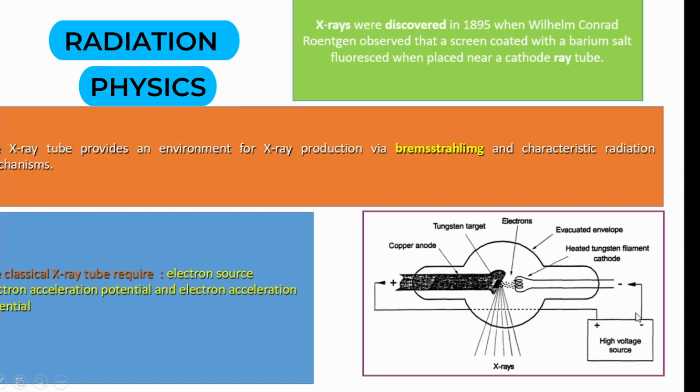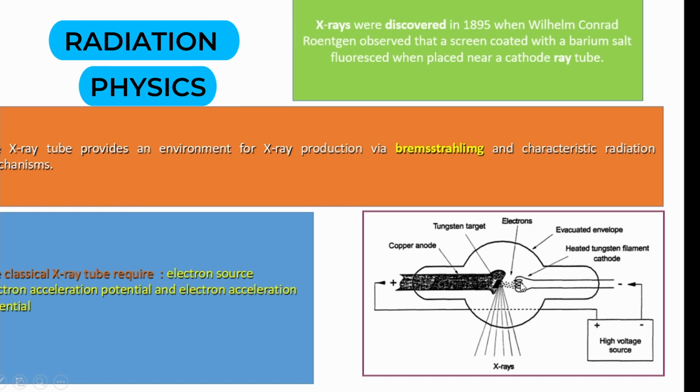So when we turn on the high voltage source, electrons are going to be ejected from this cathode. In this case, the cathode is actually made of a heated tungsten filament, which is here. If you turn on an electric potential or a voltage here, it becomes so hot and it emits electrons. So the electrons are going to be accelerated towards the anode here.